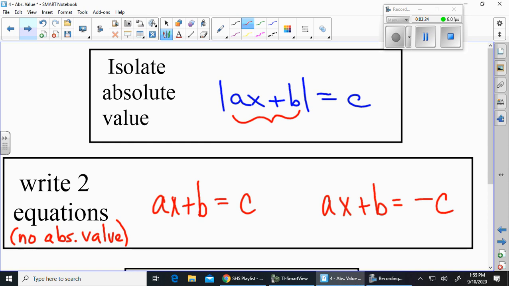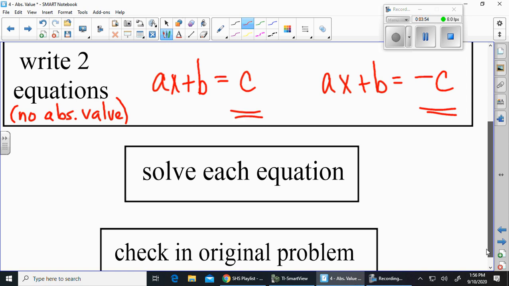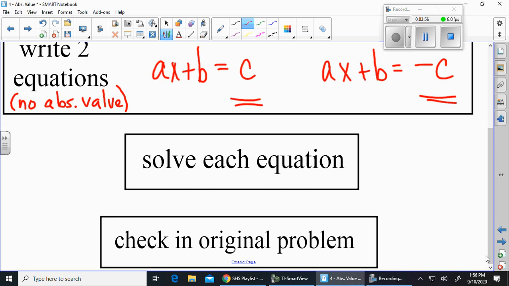Then, second step, you think of that thing inside. That thing inside can equal 2 things, just like before. It could be 4 or it could be negative 4. So that thing inside could equal C or it could equal negative C. Because when I take the absolute value, it's going to give me C. So you write those 2 equations. You do not put the bars. Solve each equation. So it's 2 different equations you're solving. Check your answers in the original problem.